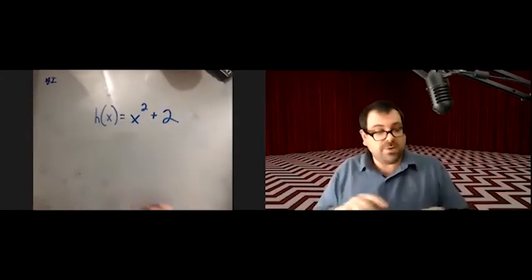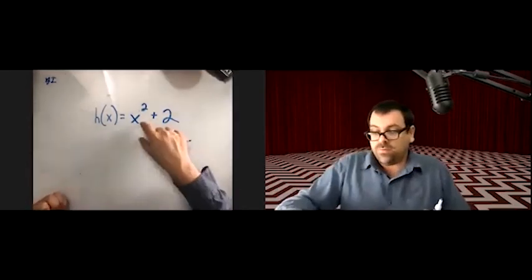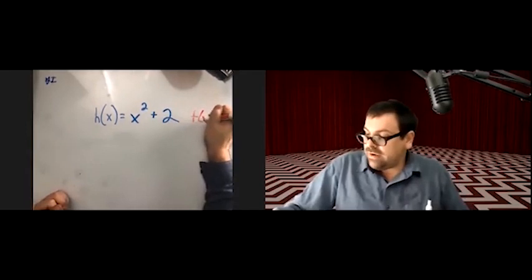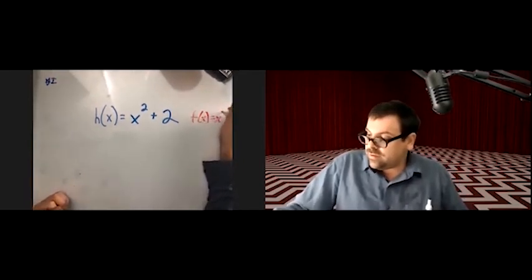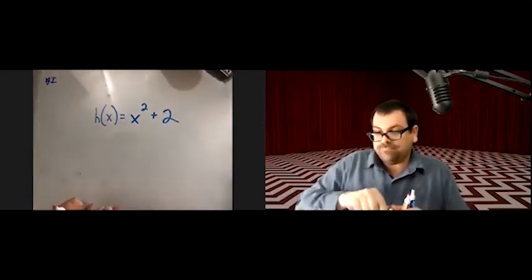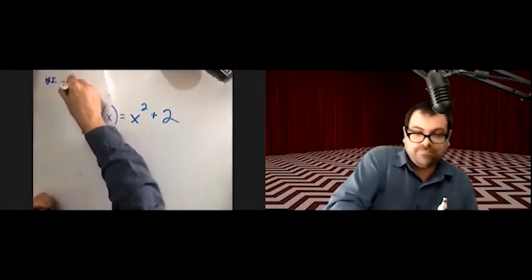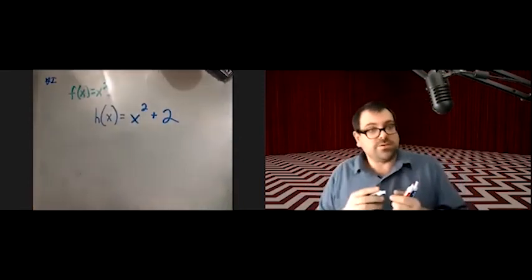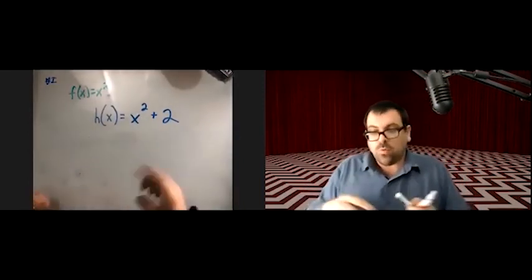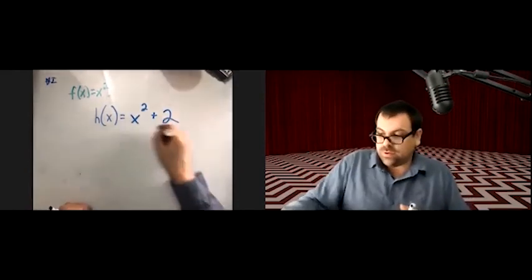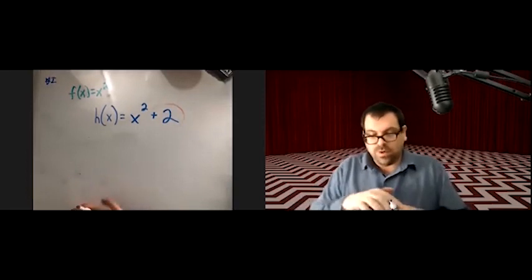Ask yourself, what's the parent graph? Well, this is a squared. So the parent graph is f of x equals x squared. What's happening to the x squared? We're adding 2. Well, what does that mean?